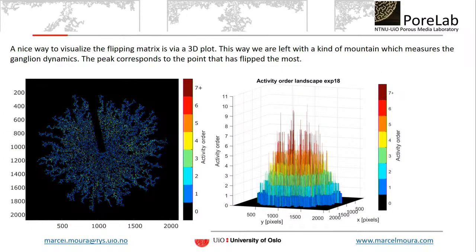So here we have the same information, but on a 3D plot. And you see that now we have x and y here. This is the geometrical coordinate. So this is the model. If you see from the top, you're seeing like the whole model. And then the height of this mountain is how much that point has flipped its state in time.